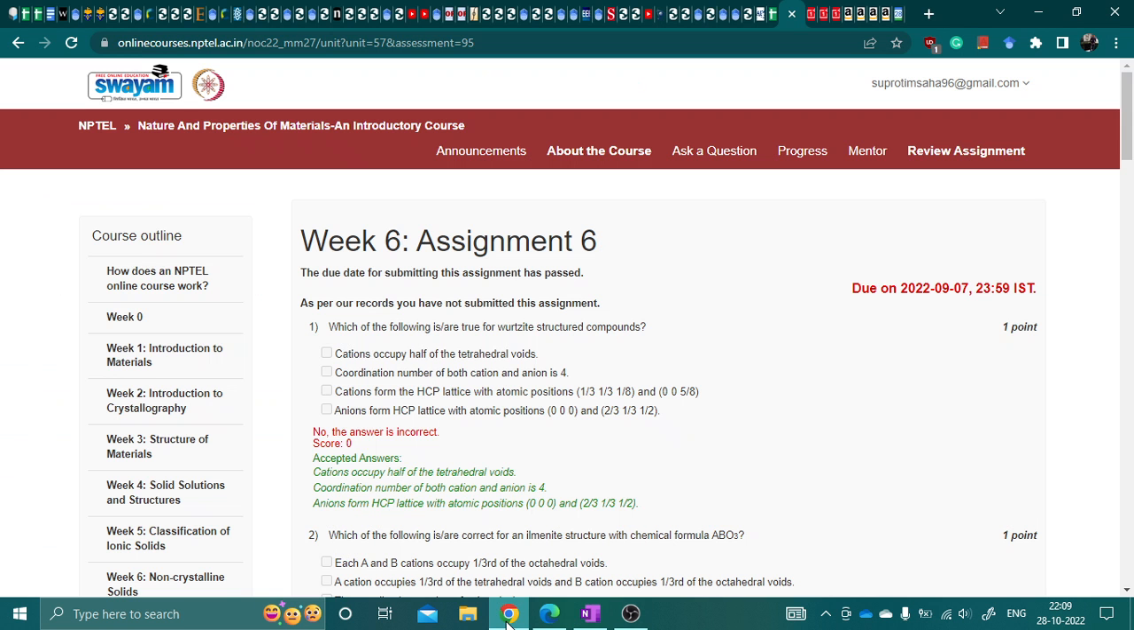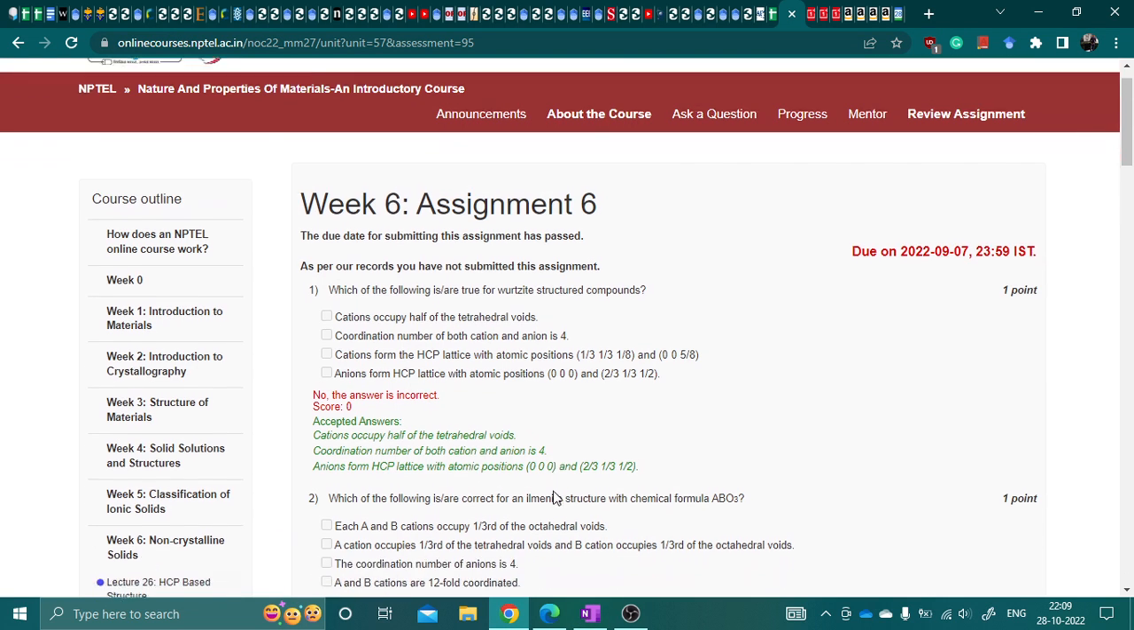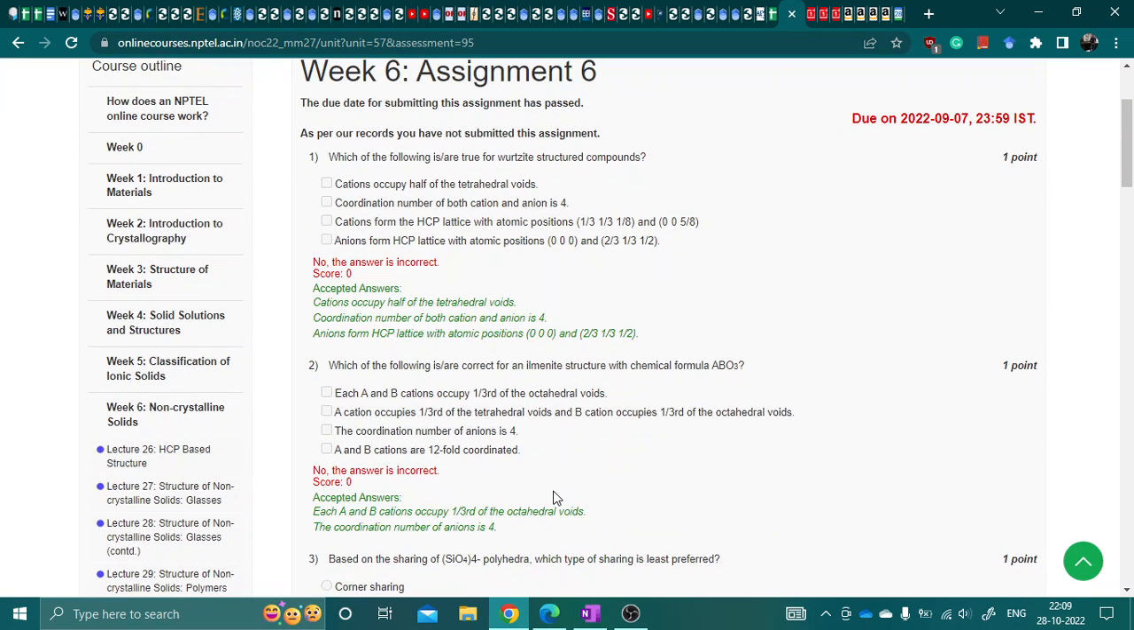Okay, moving on to the next question. Which of the following is or are correct for an ilmenite structure with chemical formula ABO3? The answers are each A and B cations occupy 1/3 of the octahedral voids. So not all the octahedral voids are filled, but 1/3 of them are filled by each of the A and B cations. And the coordination number of anions is also 4.